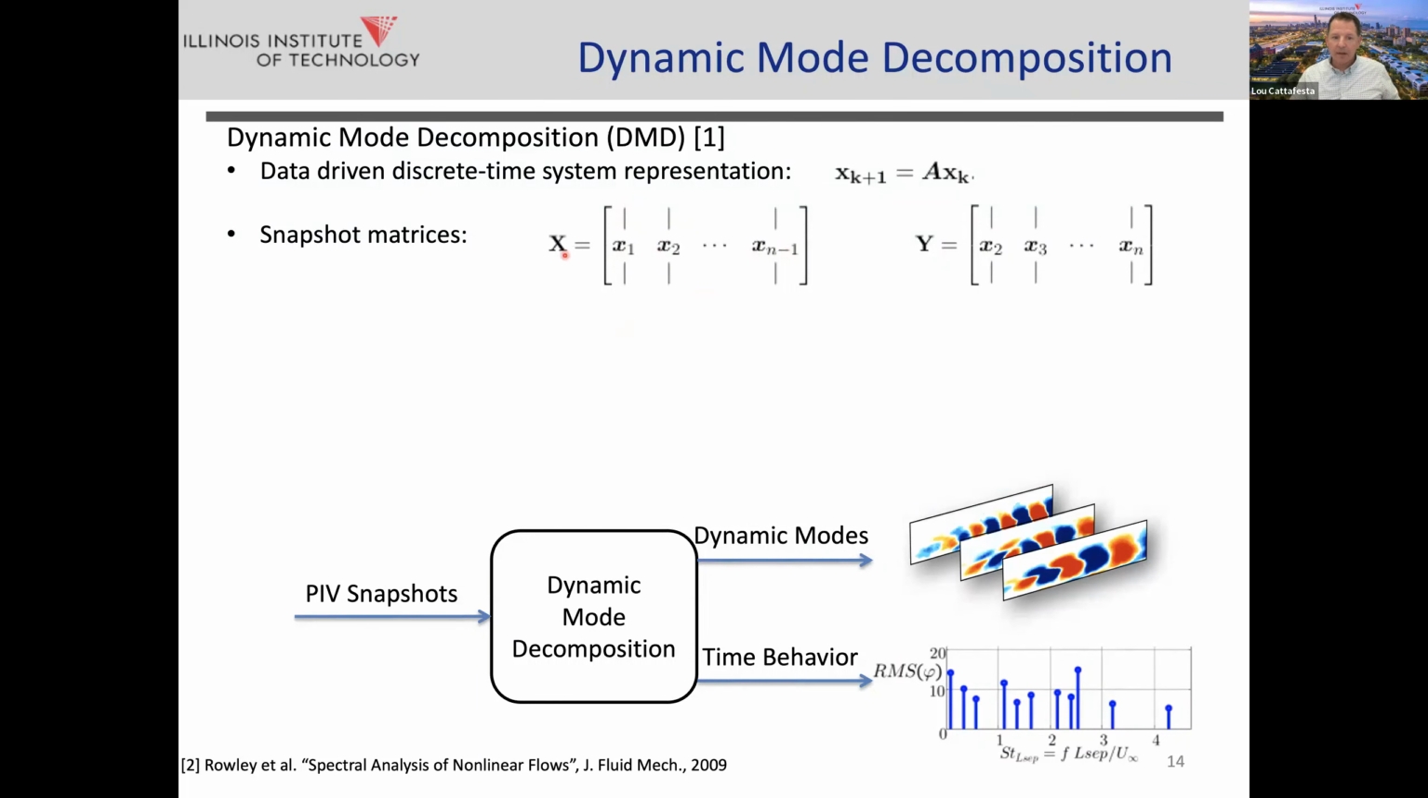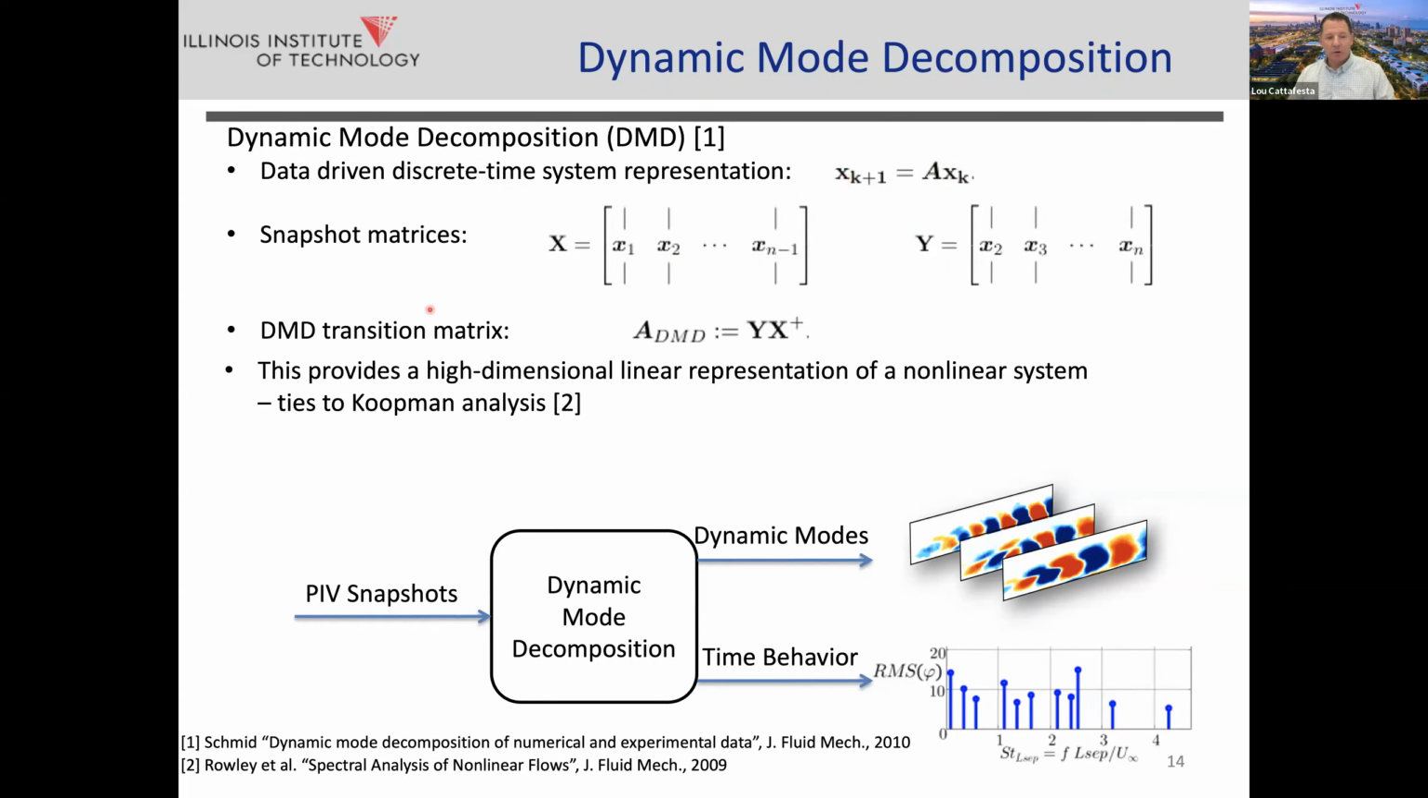So you form this data matrix, we'll call it X, and you notice that Y is 1 step ahead, okay? So it's shifting forward in time, just 1 time step. So this matrix A that does this mapping, in a state space framework, if you think about it, is what's called the transition matrix. And you can find the transition matrix using the pseudo inverse. And the benefit of this is that it provides essentially a linear representation of this nonlinear system dynamics.